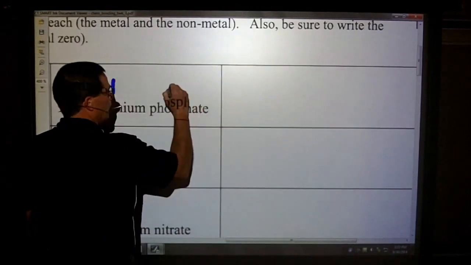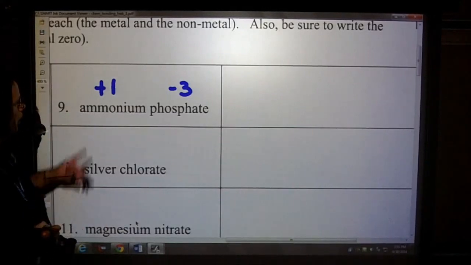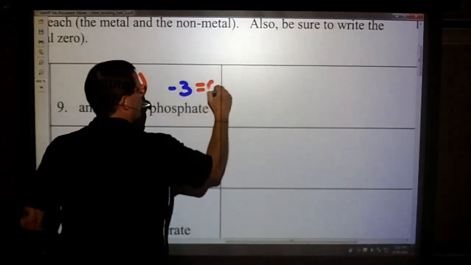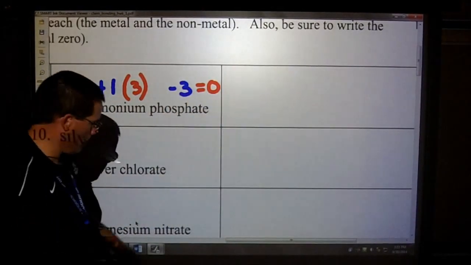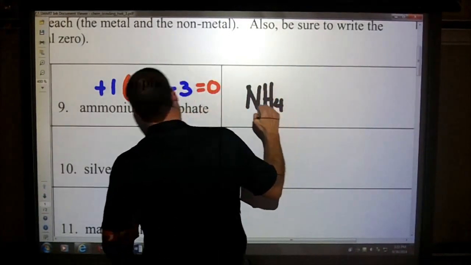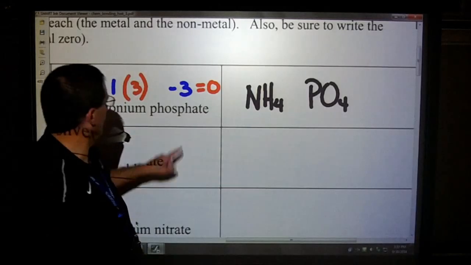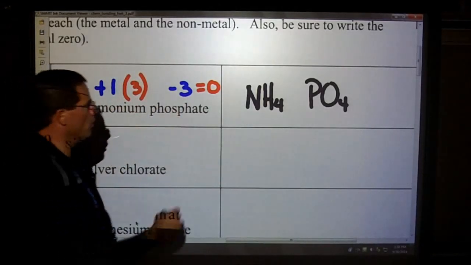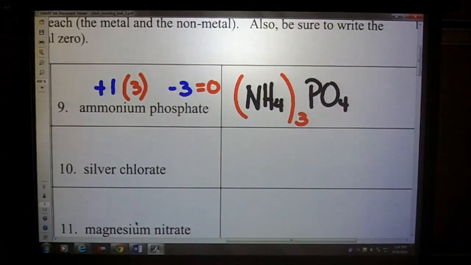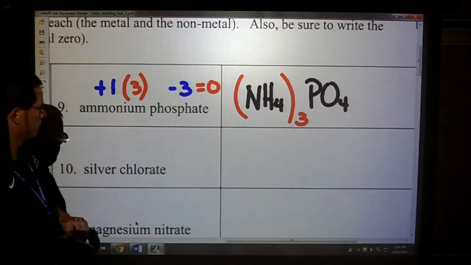Phosphate ends in ATE, and we know it has a -3 charge. If you don't, memorize the flashcards. So is this balanced out? The answer is no. So we need to multiply that by 3 so that the algebraic sum equals 0. So when writing this out, ammonium is NH4, and phosphate is PO4. So since we only need to show one phosphate and 3 ammoniums, wrap it up, put it on. Okay, so ammonium phosphate looks like that. Again, we're showing parentheses because we need to show more than one polyatomic, which is ammonium.